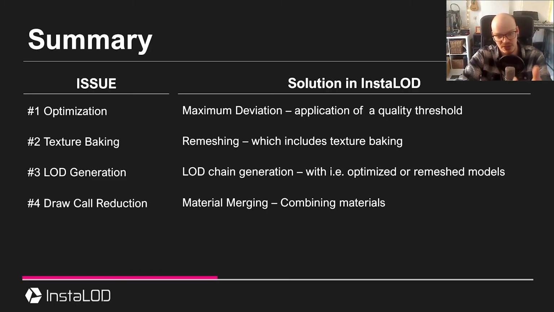For example, you could use the Polygon optimizer for the initial optimization. You could use remeshing to include the second step of texture baking. You could then generate LODs with the optimizer, maybe do some more optimizations of foliage by using InstaLOD's imposter features. You could then do the final step of draw call reduction with the material merge feature, and there you go. So an incredible toolkit that we have at our disposal as artists when working with InstaLOD.